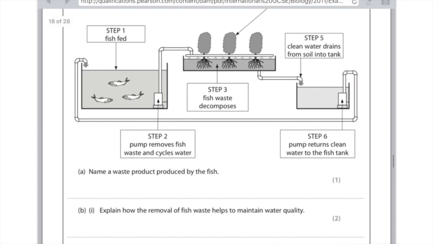Okay, you could write anything here like feces or stools. That's a funny name for poo. Urine, urea or ammonia is fine here. Explain how the removal of fish waste helps to maintain water quality.